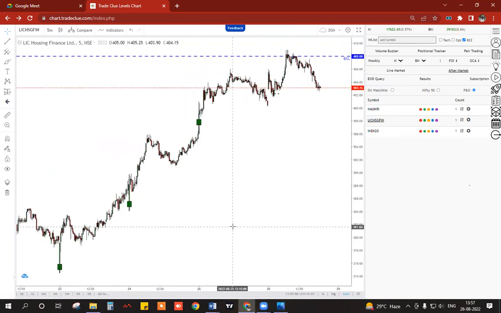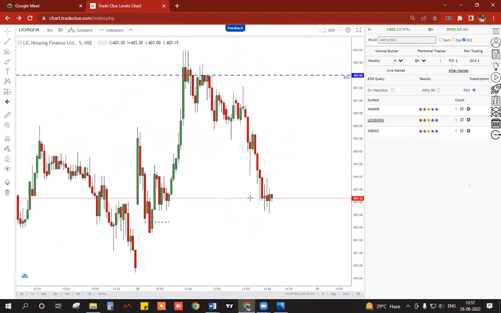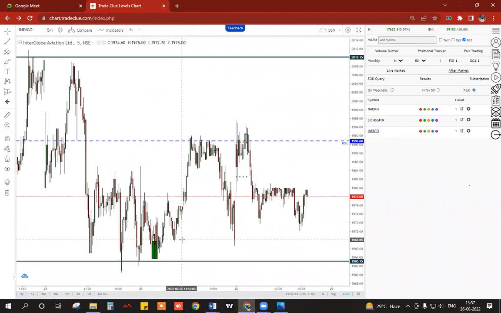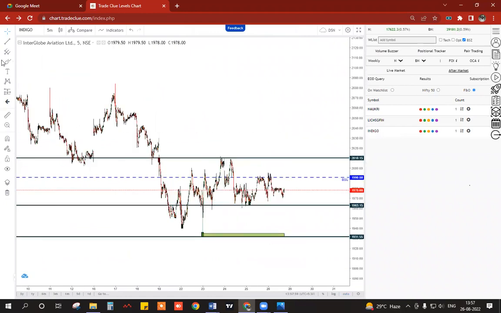So LIC Housing Finance, we'll see. LIC Housing Finance had no red or green band, so avoid such structure. Indigo, there is a green band on the downside, but still our pattern is not made. So today only breakout patterns were good, which we saw in our breakout period. Breakout patterns were good enough to trade, but reversals were not that clear.